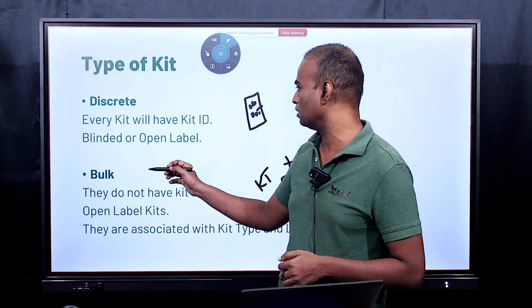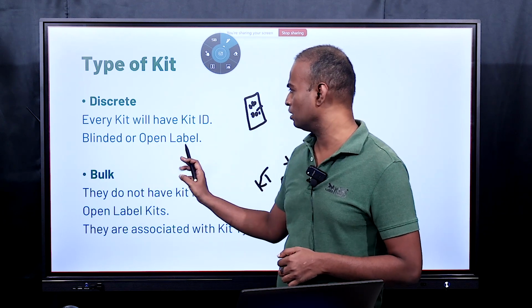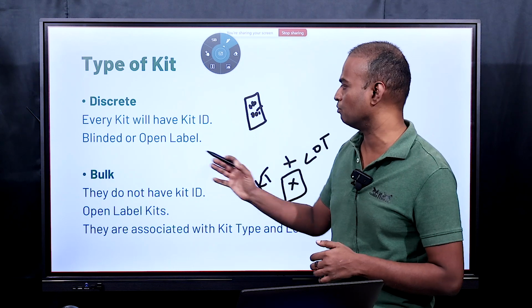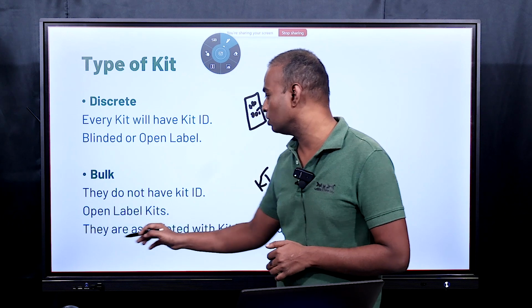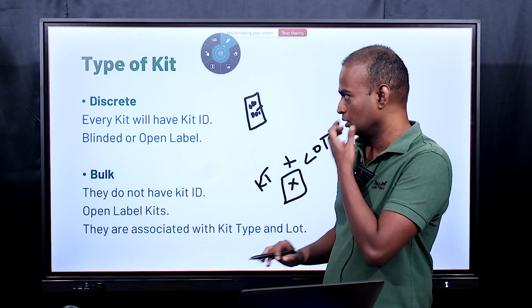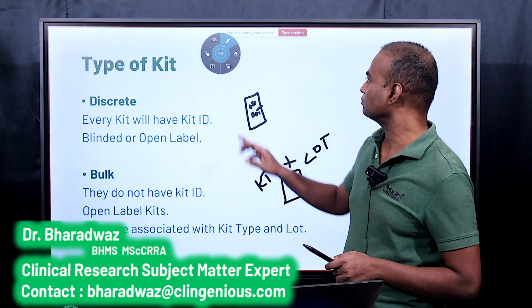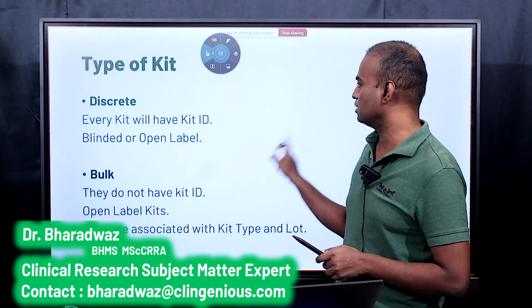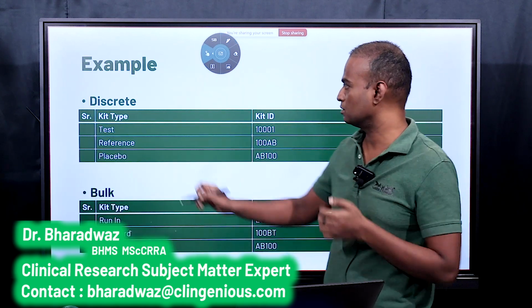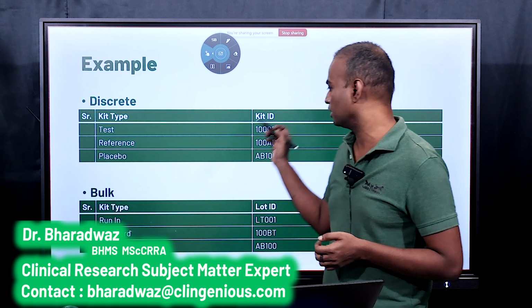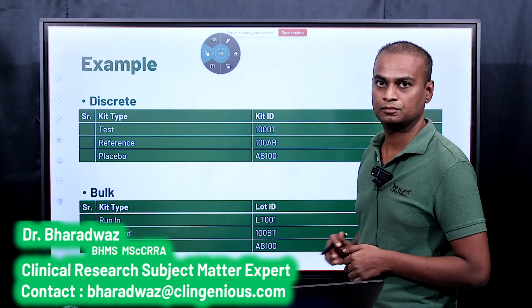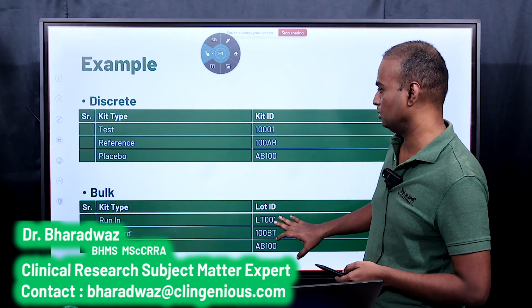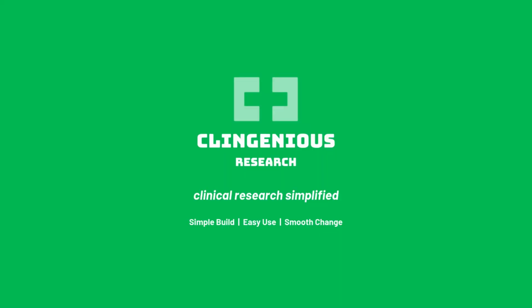Here I have given that discrete kits can be blinded and open label. Just remember; when we go to the concepts of blinding and open label, you will understand. And bulk kits can be only open label. These are important things you have to remember. Going to the examples, you can see a discrete kit will always have a kit type and kit ID. A bulk kit will have kit type and lot ID. This is for bulk kit and this is for discrete kit.